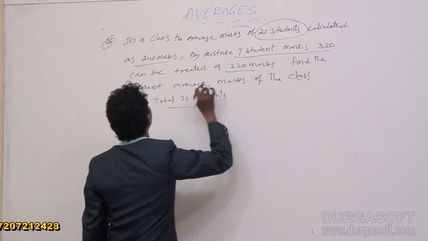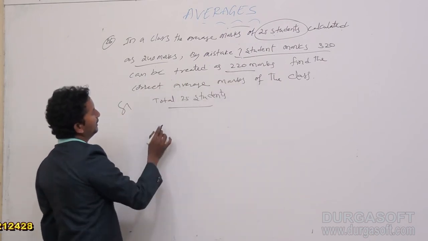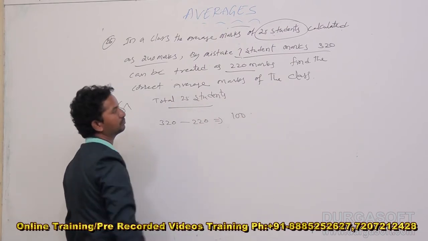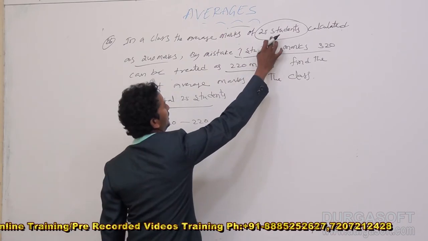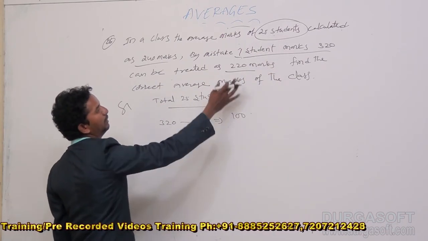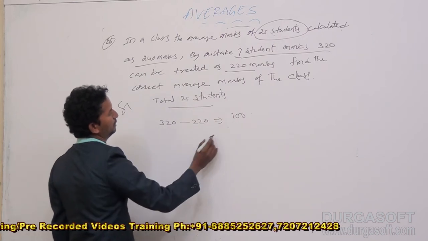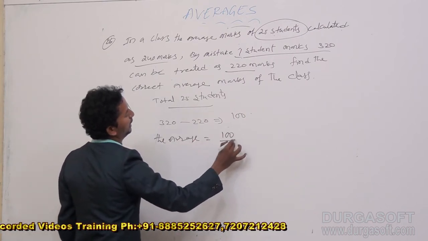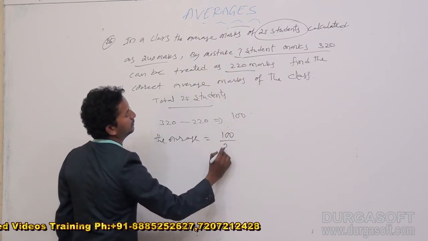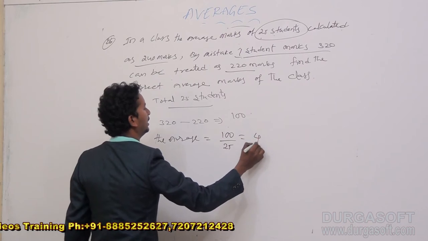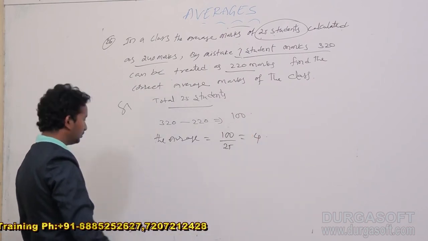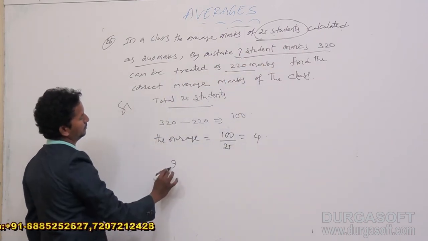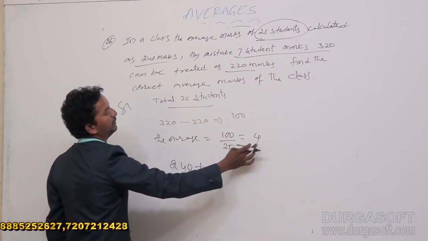By mistake, actually 320 was treated as 220 marks. The difference of the marks is 320 minus 220. Here, the difference in marks is 100. But how many students are there? The total difference is 100, and the average is equal to 100 divided by the number of members, 25. So the average is 4. According to this, a total of 25 students are there, actually 240, plus this average, which is 4.